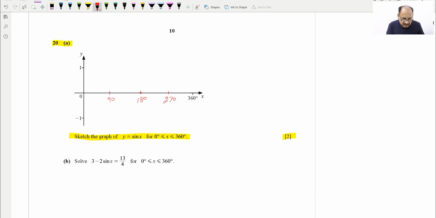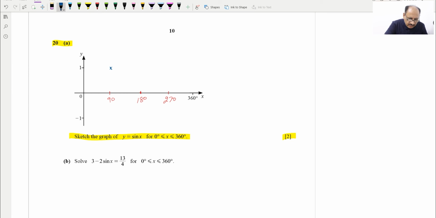Now we know that the sine graph is a repeating, periodic graph. Sine 0 is 0, and sine 90 is 1, so we have 1 point over here. Then we can sketch the graph, so it should go to the maximum level, and then I'll just recheck this value, it should be here.